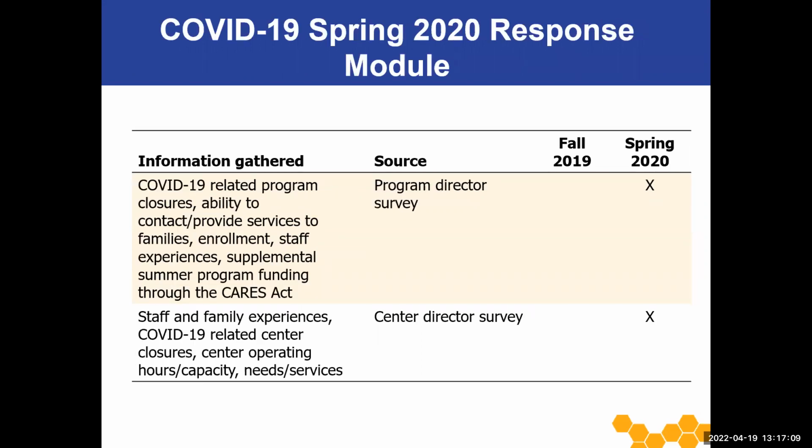And finally, in spring of 2020, the COVID-19 response module included specific questions in the program director and center director surveys related to how programs and centers adjusted their services and communications with both families and staff during the pandemic. Program directors reported on topics such as COVID-related program closures, and center directors reported on staff and family experiences.